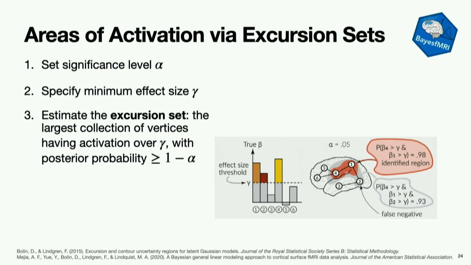Let's say I want to identify significant activations over 1% signal change. That's what gamma does, so we have to specify that. Often we'll choose 1% signal change, or 2% signal change, or 0.5%, depending on what we're interested in in that study, or what we think the level of activations will be with that particular task. So we need to specify both of those values.